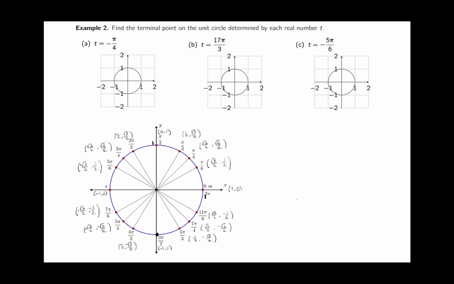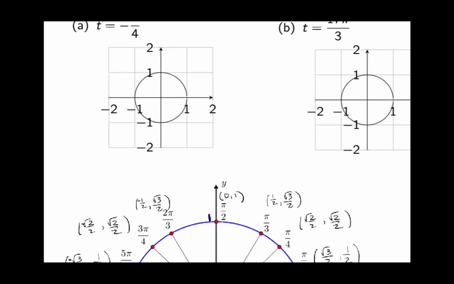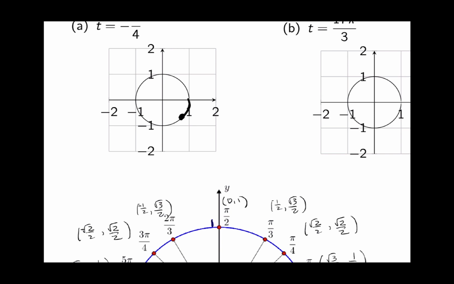Now that we know the coordinate pair of the terminal point for all of our special angles, we can use them to determine the terminal points of other angles that might be coterminal to our special angles. For example, let's consider the point on the unit circle determined by the real number negative pi over 4. If I wrap negative pi over 4 around my unit circle, first off, I'll be going backwards, but I'll be going a pi over 4 amount. I will end up right here.